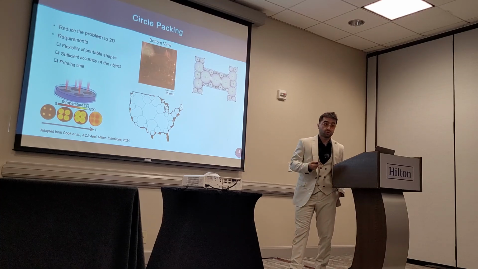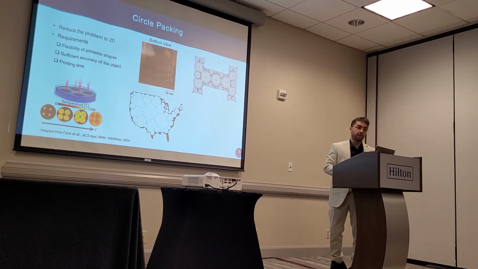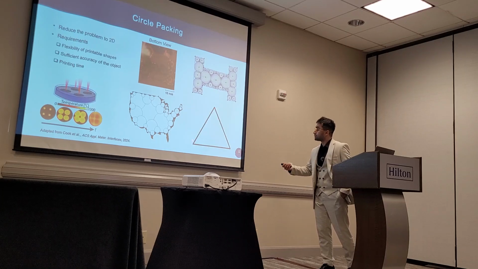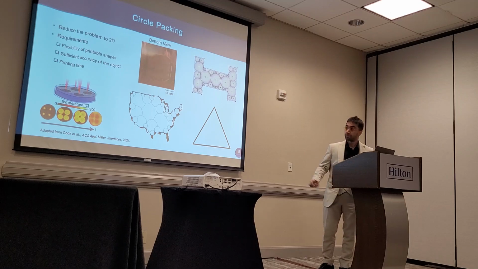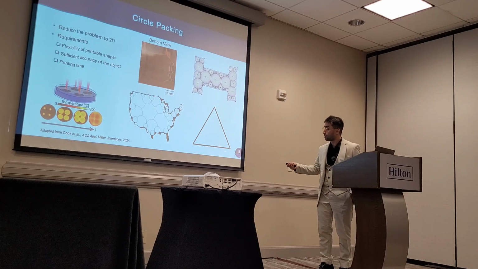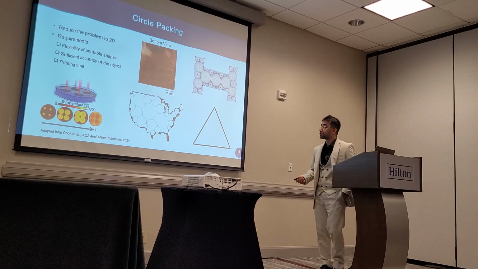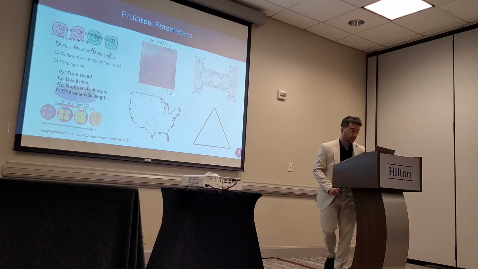The printing time is also very important, so we needed to come up with a basic shape which will create some challenges for us. A triangle is a good shape because it is a basic shape, but at the same time it has corners and acute angles, so it is challenging enough to deal with. Since we have just set the geometry of the problem, let's move on to the process parameters.